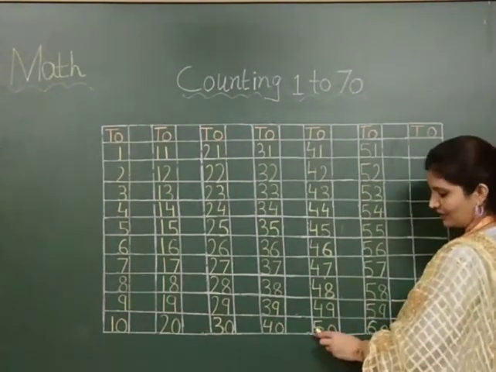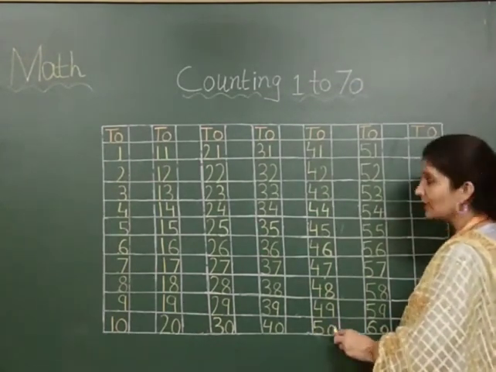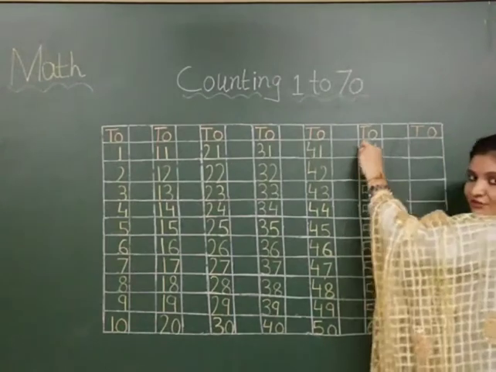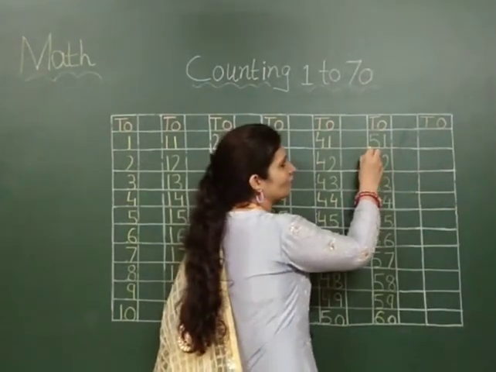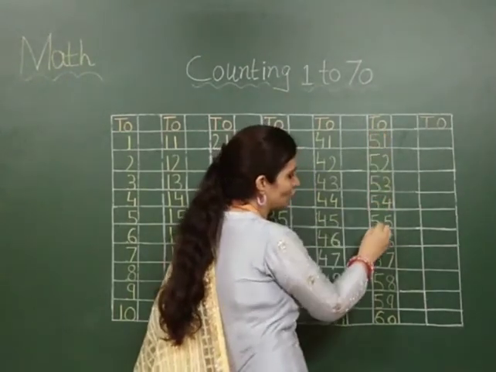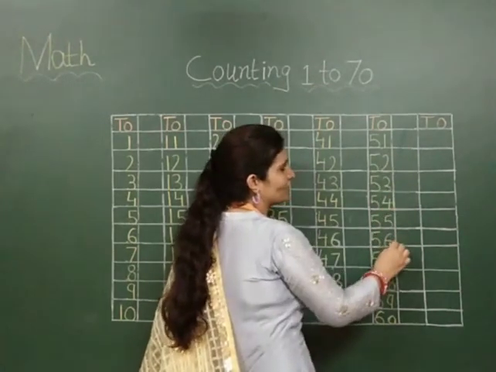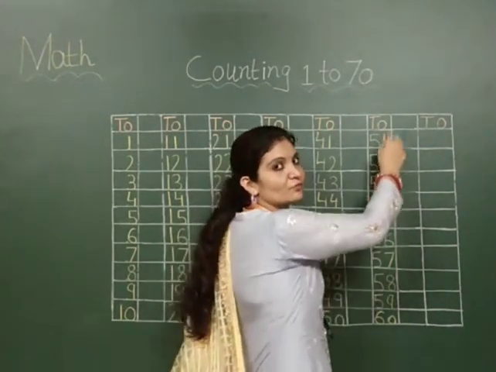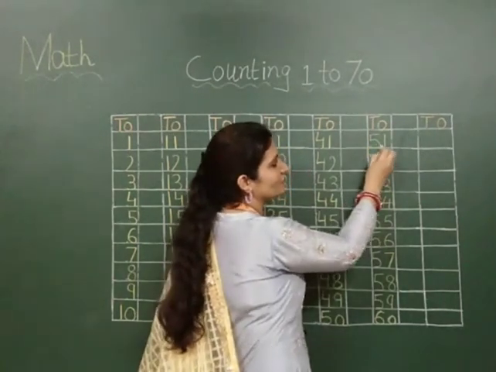It's 5 and it's 0, it's called 50. Now you have to start the 5 line. Now you can see it's the line of 5. You have to write 5 below T, and the numbers 1, 2, 3, 4, 5 you have to write below O, means ones.